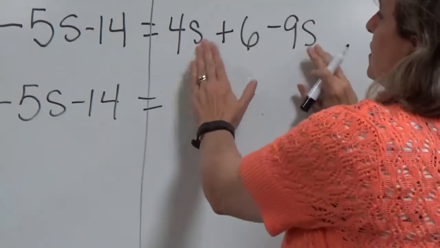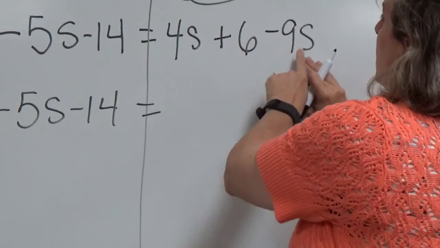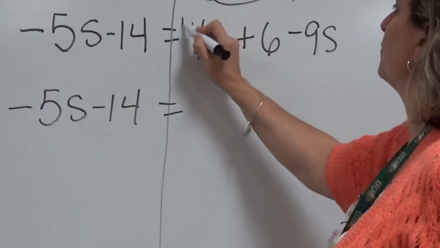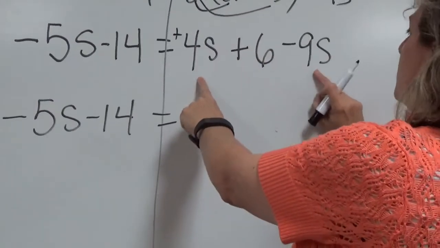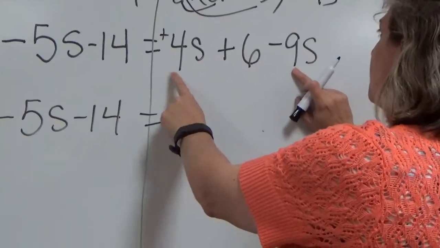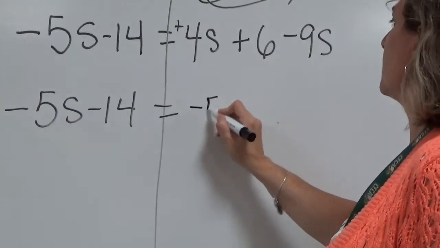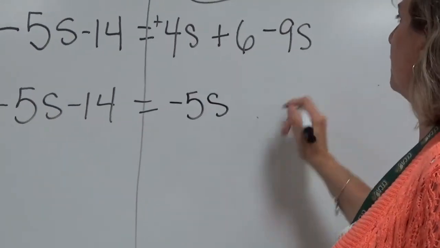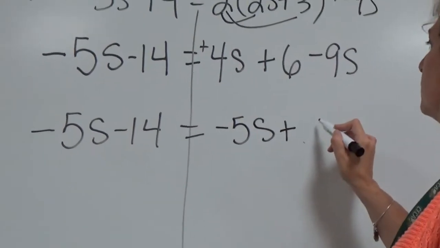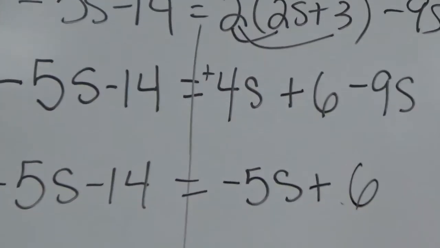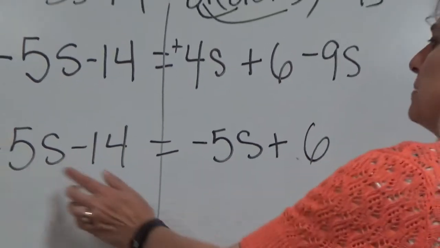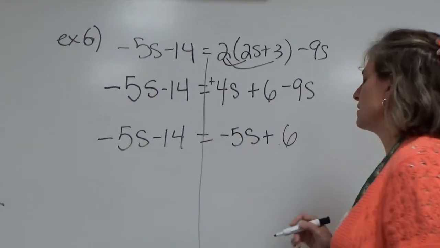I have to combine like terms. I have 2 s's on the same side, so I have to combine them. This is a negative, this is a positive. When you have 2 s's that you have a negative and a positive, subtract the numbers, take the sign of the bigger number. It's going to be negative. All right, let's see what happens here. So I have negative 5s minus 14 equals negative 5s plus 6.